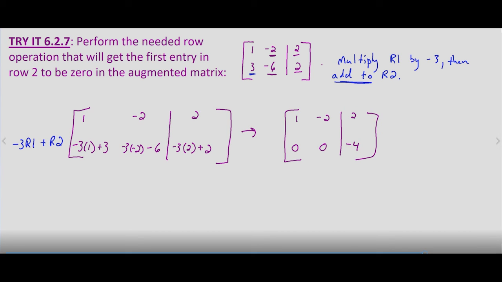Now what you'll see is that this represents 0x plus 0y, well that's just 0, equals negative 4. So when we're actually solving for our variables, this means the system is inconsistent and there is no solution. We weren't asked to do that in this problem, but we should recognize that that's what it represents. 0x plus 0y equals negative 4. Well, 0x plus 0y is just 0, and 0 cannot equal negative 4, which means the system would have no solution.